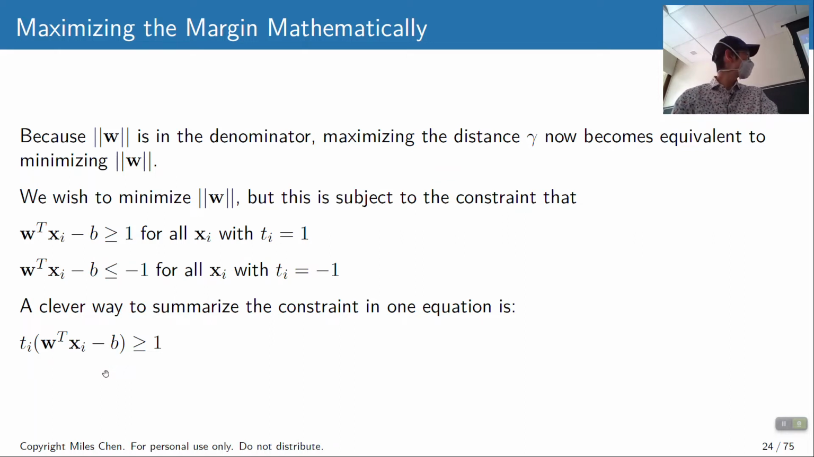Okay, so this is where we are. We have this constraint. We want to find the w where we can minimize the norm of w, but this has to be true for all the points x in our data set. So we're going to have to make sure that for every single data point, this constraint is true.